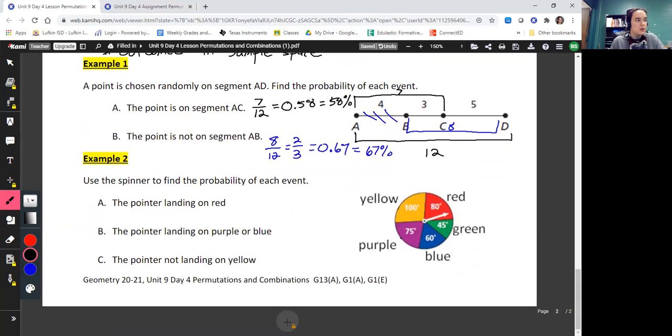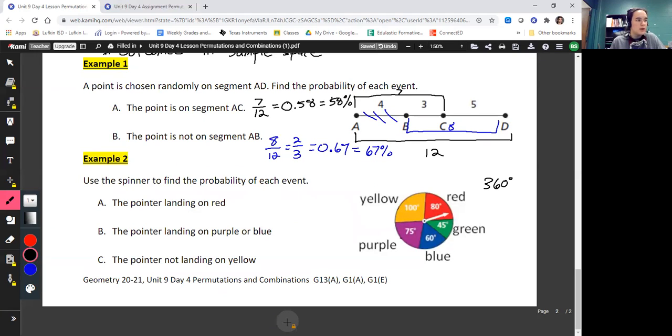And then our next example, we want to use a spinner to find the probability of each event. So first off, remember that there are 360 degrees in a circle, and there are in fact 360 degrees here. Don't believe me, you can add all these together, and it equals 360 degrees.